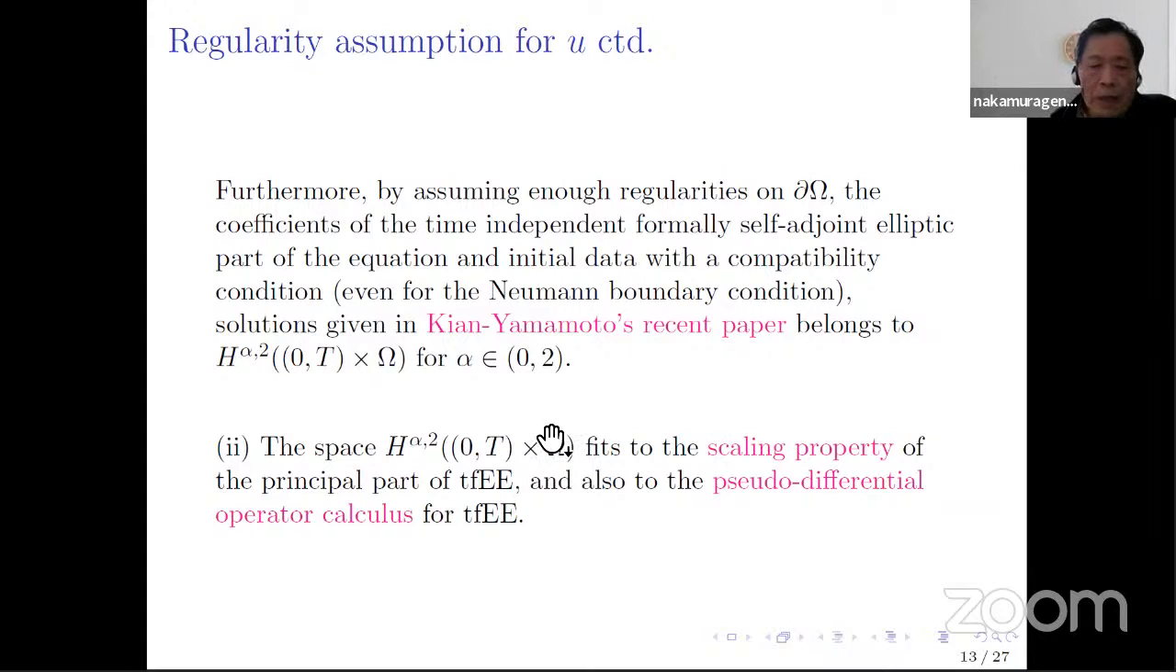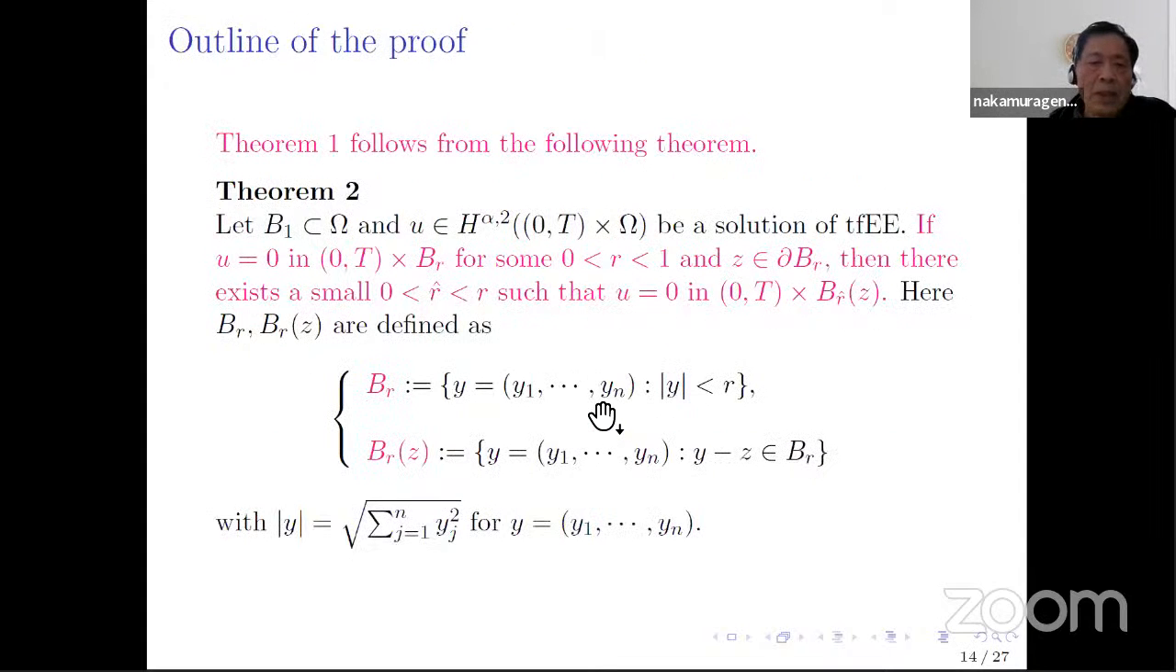Another reason why we are using this function space is that it really fits the scaling property of the principal part of the TFEE equation. And also this function space is very convenient for using pseudo-differential operator calculus for the TFEE. Our classical UCP theorem will follow from the following theorem two.